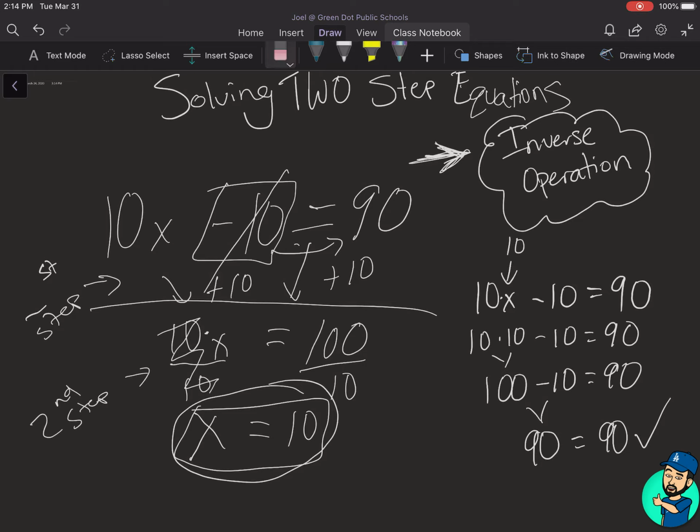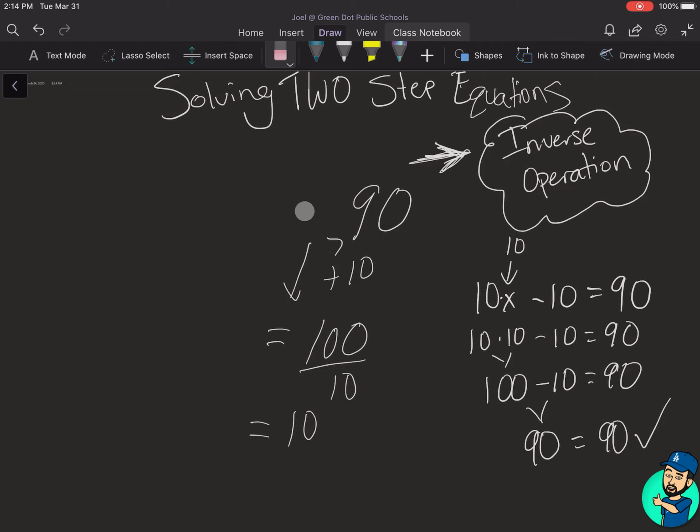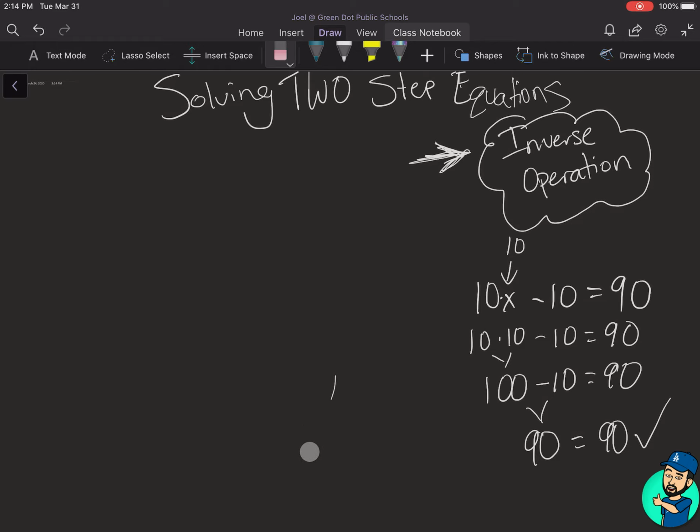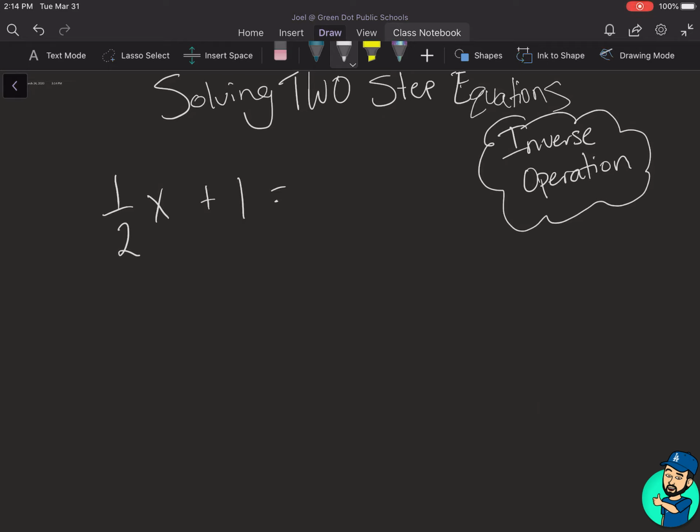Now we're going to try a problem with a fraction. What if there's a fraction next to the variable? Let's see. All right. Let's do something like this. Half of x plus 1 equals 5.